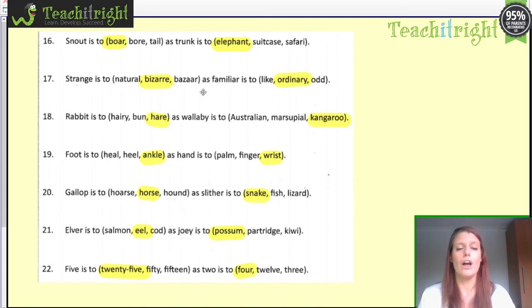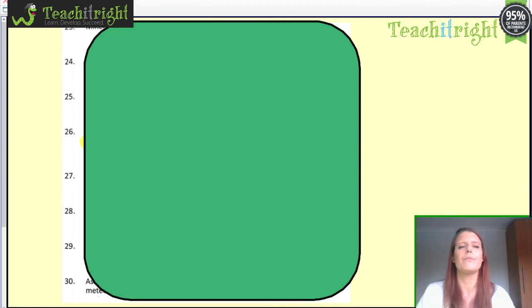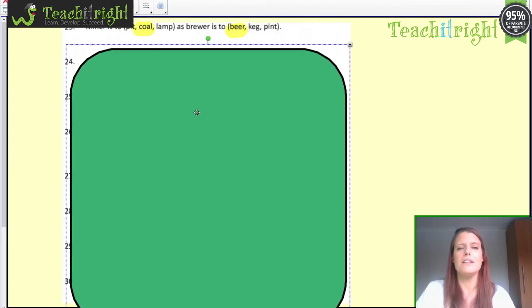A joey, you might know, is a baby possum, also a baby kangaroo, which is perhaps more common that you might hear of. Therefore, an elver must be a baby eel. 5 is to 25 as 2 is to 4. Thinking on a maths strand, 5 goes into 25 and 2 goes into 4. Miner is to coal, as brewer is to beer. A miner mines coal, a brewer brews beer.